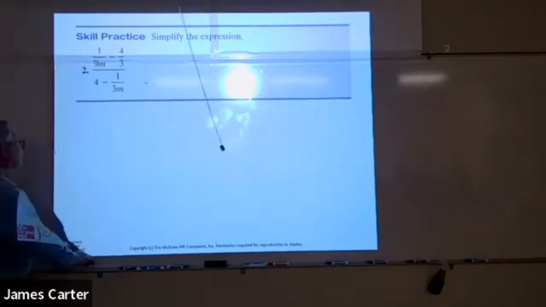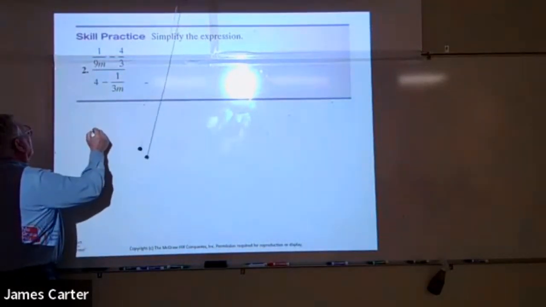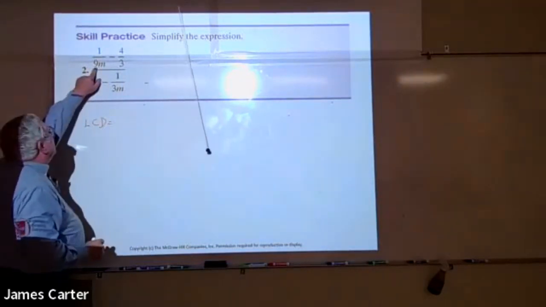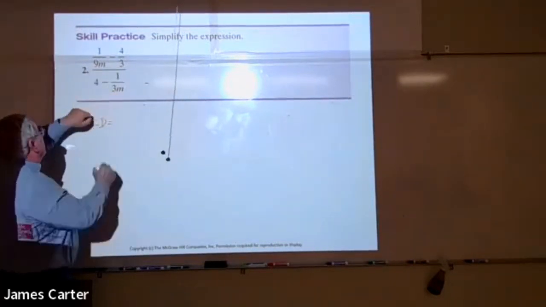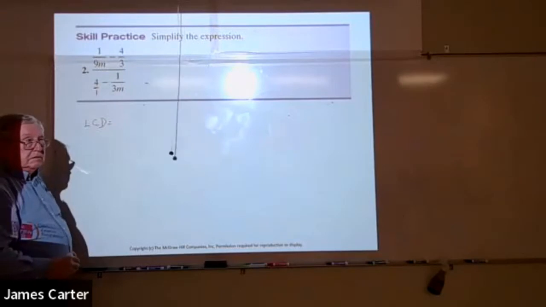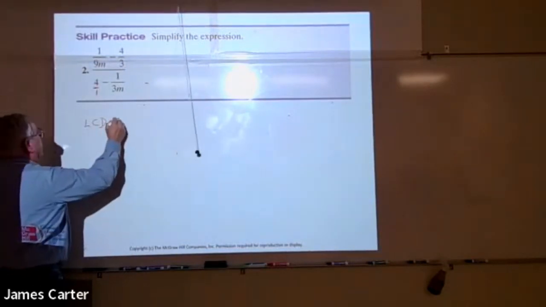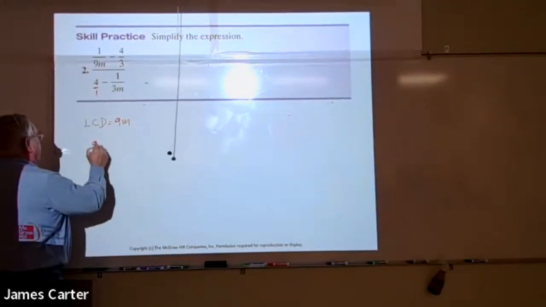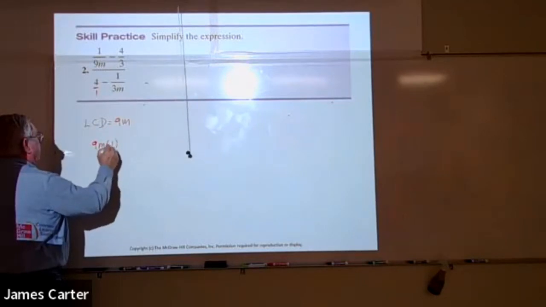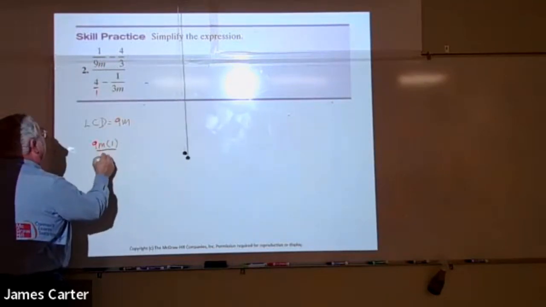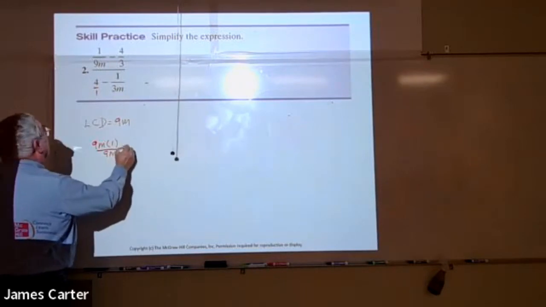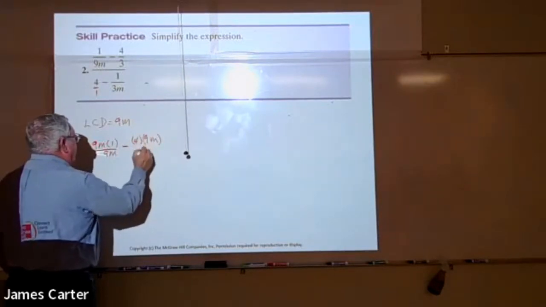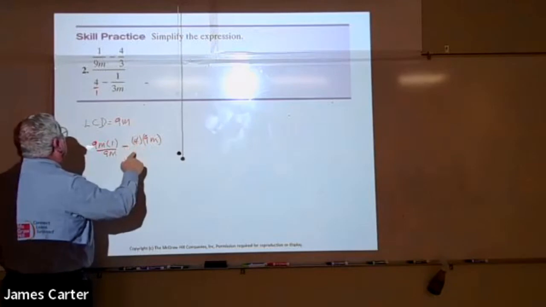Okay, this one. Okay, let's find my least common denominator. I got a 9m, 3 will go into that, 3m will go into that, and this 1 will go into that. So my least common denominator is 9m. So I'm going to take 9m times 1 over 9m minus 4 times 9m.